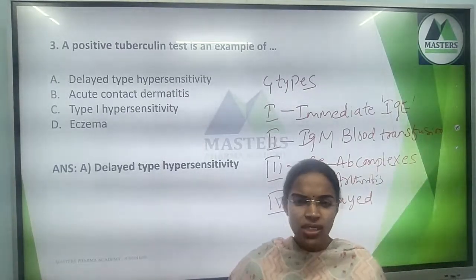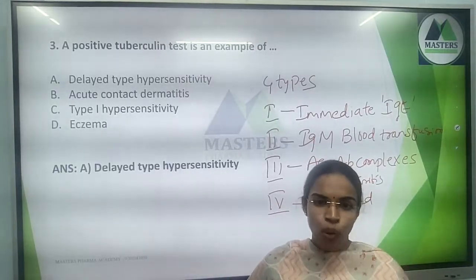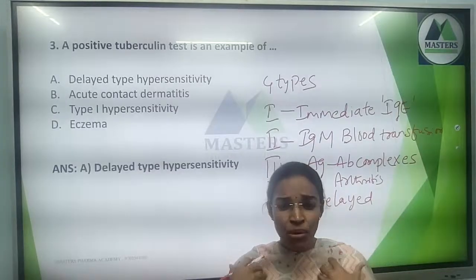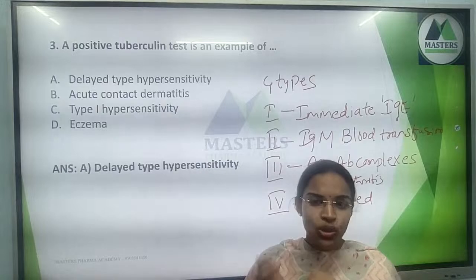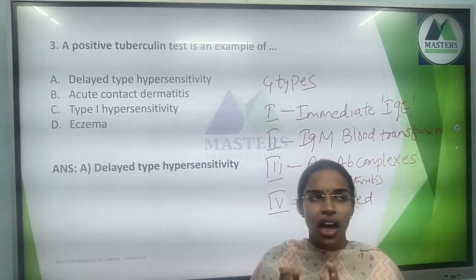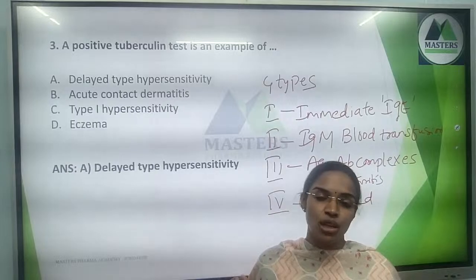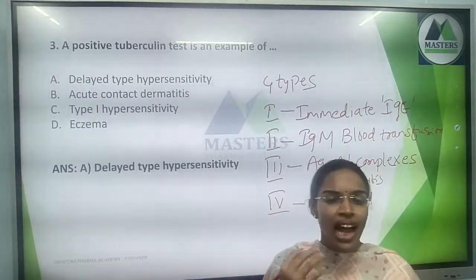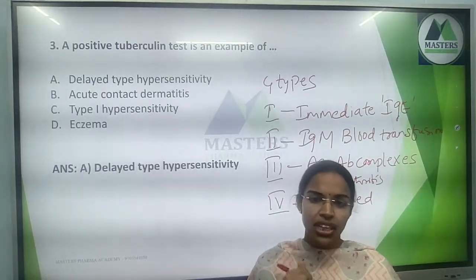It is called delayed because, when an antigen enters our body, like we have seen in immediate hypersensitivity, the body responds immediately. In case of delayed hypersensitivity, after an antigen enters, our body takes certain time, like days, to react to this particular antigen. That is why this is known as delayed type of hypersensitivity reaction.